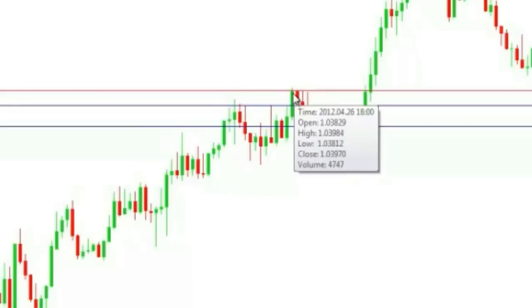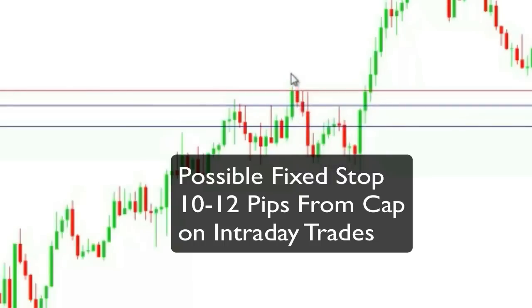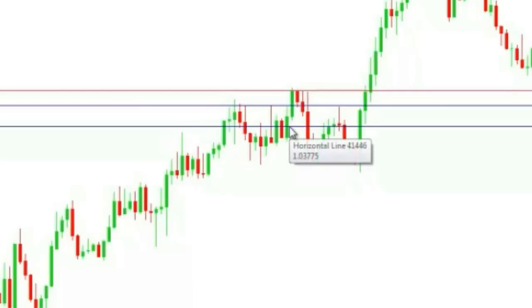So that said, if you need a fixed stop in your trades, tend to look 10 to 12 pips away from the cap. That is where I would suggest a stop be on intraday trades. So if you want a place to set a fixed stop, I would suggest 11-12 pips from the cap. The cap can overshoot just barely a bit. If it starts to break the cap and move, then it's not worth the risk at that point unless you're very experienced, to let the trade go much more against you.